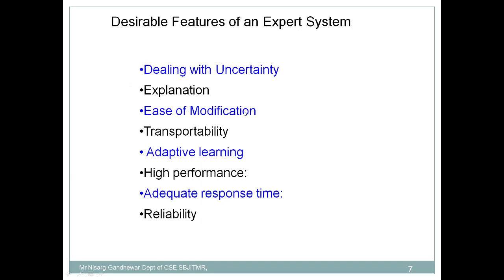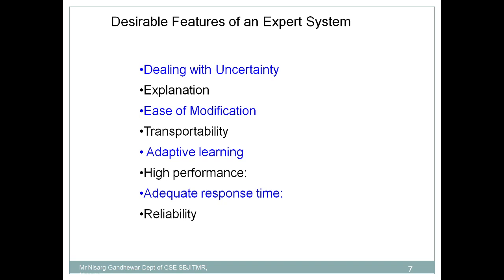Now let's discuss the desirable features of any expert system. The very first thing is that it should deal with uncertainty. We already discussed uncertainty handling techniques in the previous videos, and probability is one of the techniques which can be used to handle uncertainty. Your expert system should be able to handle uncertain situations, because there can be a situation for which knowledge is not stored in the system. In that case, how will your expert system react?